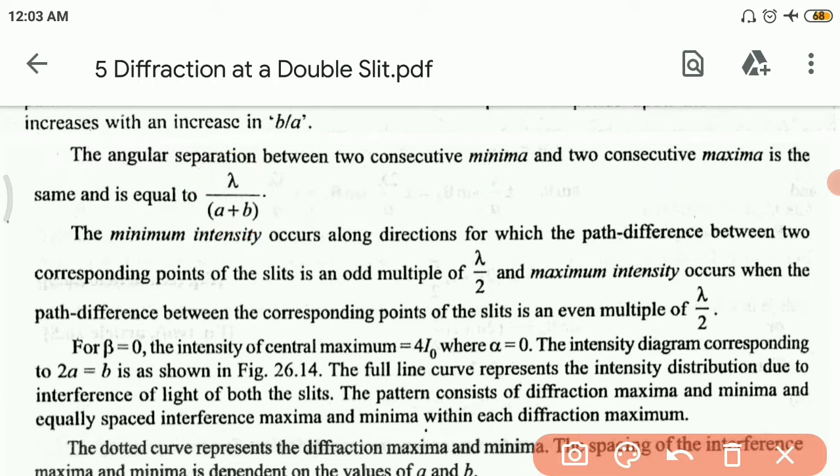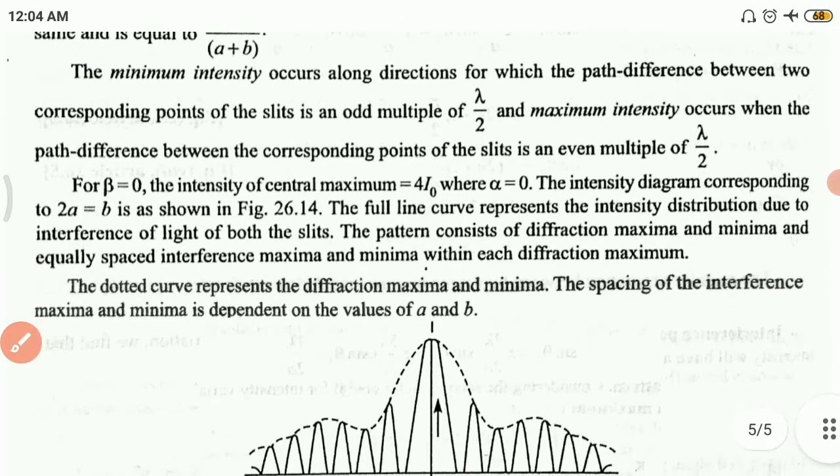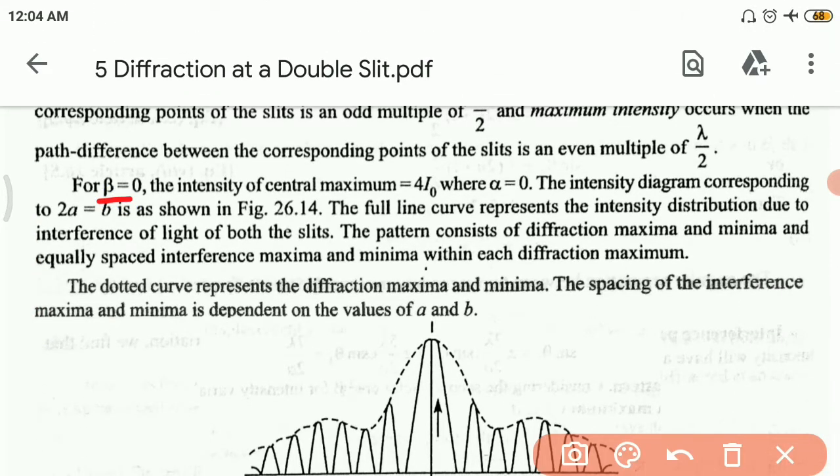Okay, then see, minimum intensity occurs along the direction for which the path difference between two corresponding points of the slits will be an odd multiple of lambda by 2. Similarly, maximum intensity occurs when the path difference between the corresponding points of the slits will be an even multiple of lambda by 2. Okay, suppose for example, if we take beta equal to 0, then the intensity of the central maximum will be how much? 4I0, where alpha is equal to 0.